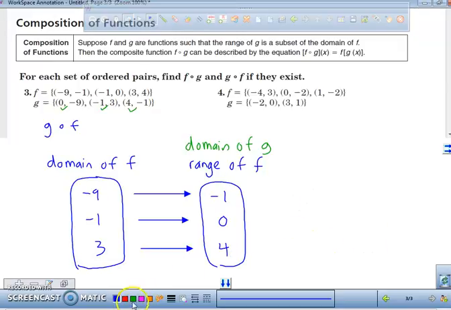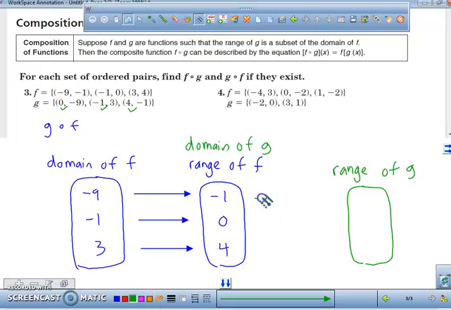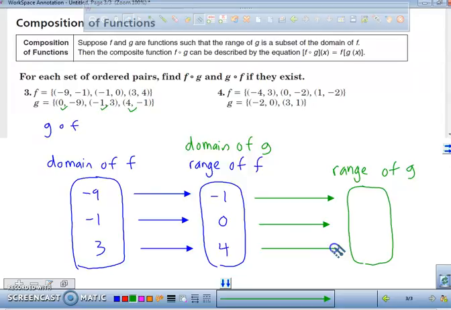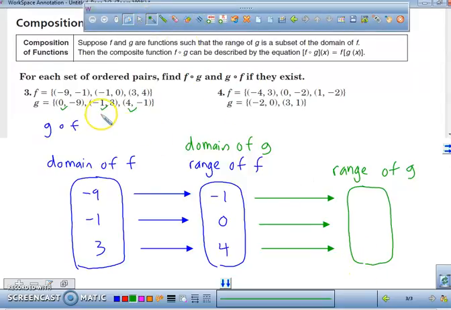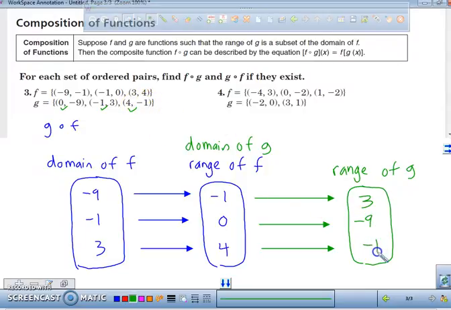Now, the last thing I'm going to do is change colors. Now if I say domain of F, what's my final map going to be? The range of G. My map for the range of G. All right, here we go. Now let's check this out. A -1 is going to lead me to a 3. 0 leads me to -9, and 4 leads me to -1.